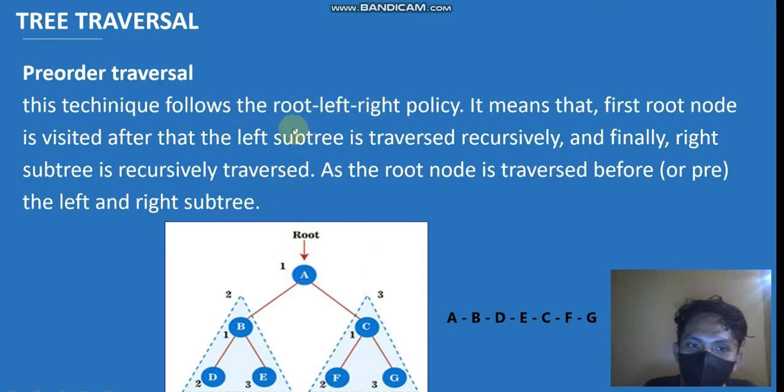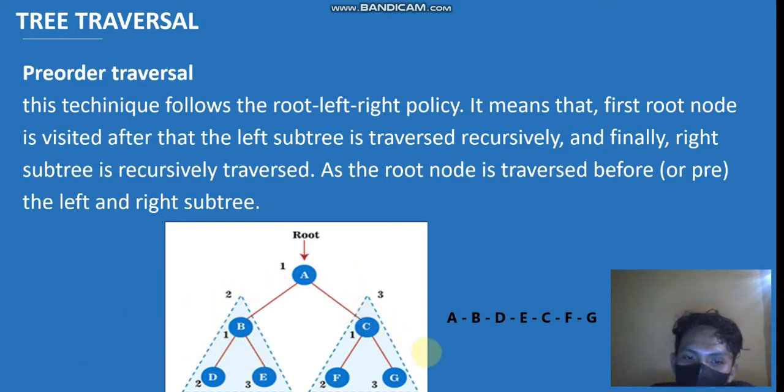So the first is the root, which is the root node A. And B is also a root node or a parent node. So we must proceed to the left, D. The next left is D, with no more nodes, so it ends here and it's going to traverse to the right, which is E. The left subtree has been traversed, so we're going to proceed to the right subtree.